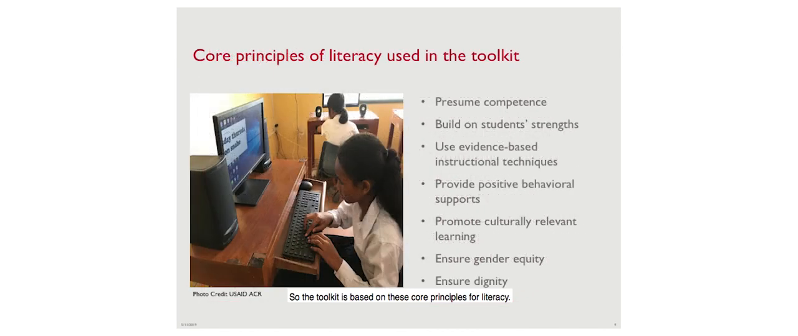So the toolkit is based on these core principles for literacy, and we just want to make sure that these students are able to get those and become confident. We want to build on those students' strengths. We don't want to say, oh, you can't hear or you can't see, so sorry, too bad, you can't read because you can't see the information, or you can't speak because you can't hear. You have to go on what they can do, what their strengths are.